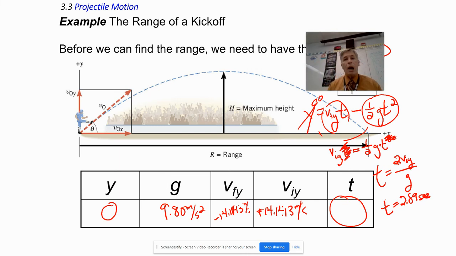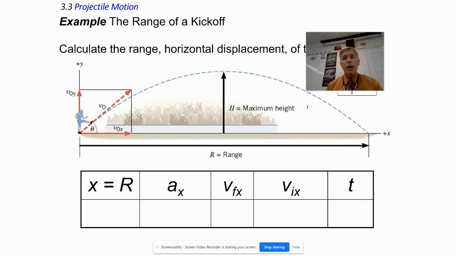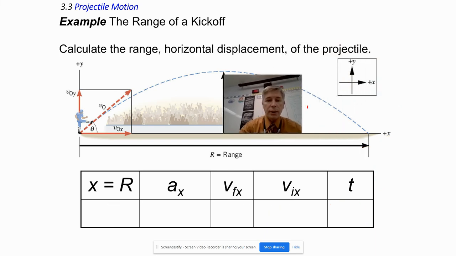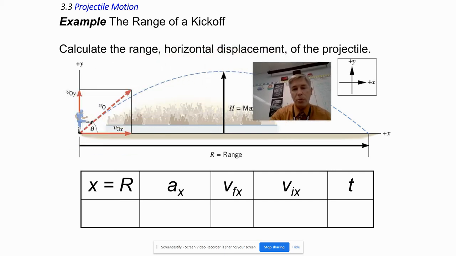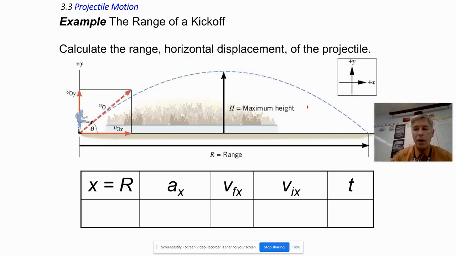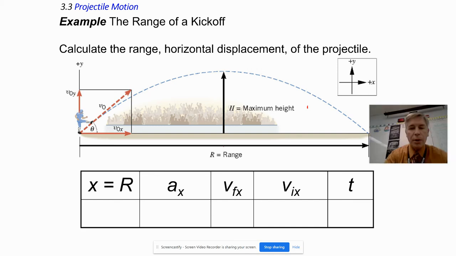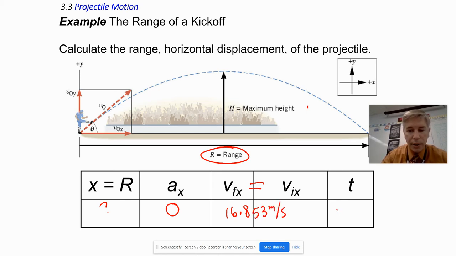I should be able to find out how far it goes. So to find this horizontal displacement, in other words, the football goes from here through the air and lands somewhere over here. How far horizontally is it going to travel? That's what they sometimes refer to as the range, but really that's a fancy way of saying x. AX is 0, so I don't have to worry about that. VFX and VIX are the same, so we just call them VX. This is our 16.853 meters per second. We just figured out the time is 2.89 seconds.